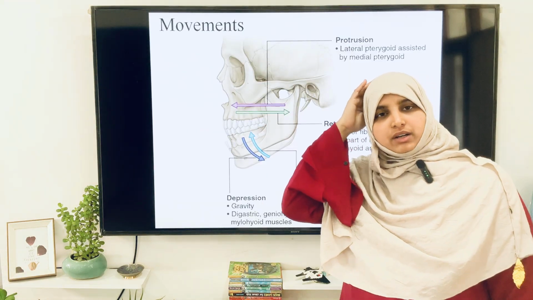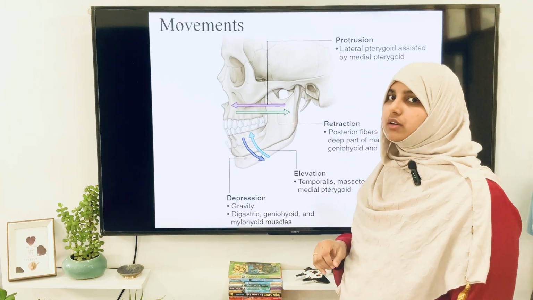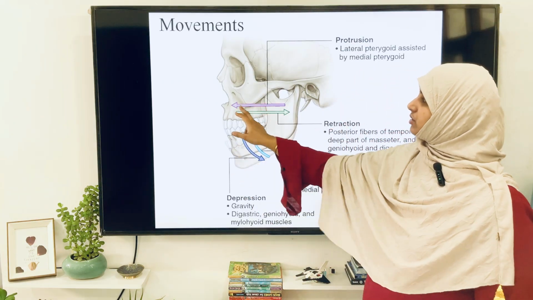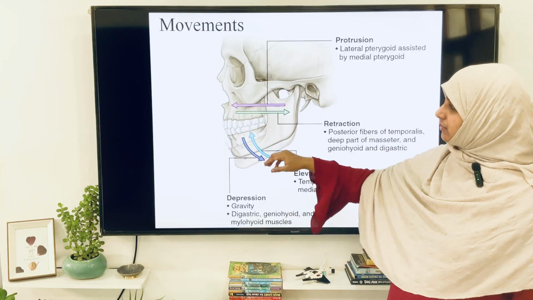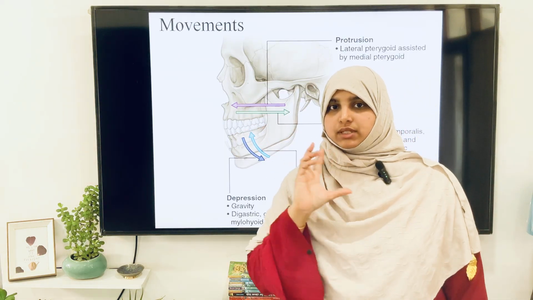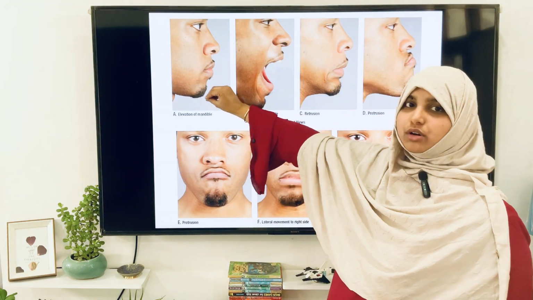Hi everyone. Now we are going to learn about the movements at this temporomandibular joint. We have 5 movements. One is protrusion, then we have the retraction. So this is protrusion, retraction, then we have the elevation and depression of the mandible, and there will be side to side movements like the chewing movement.